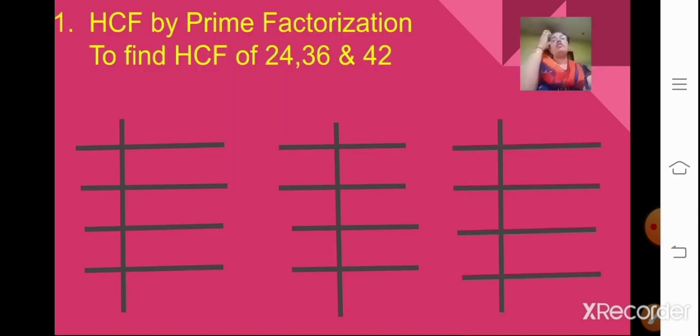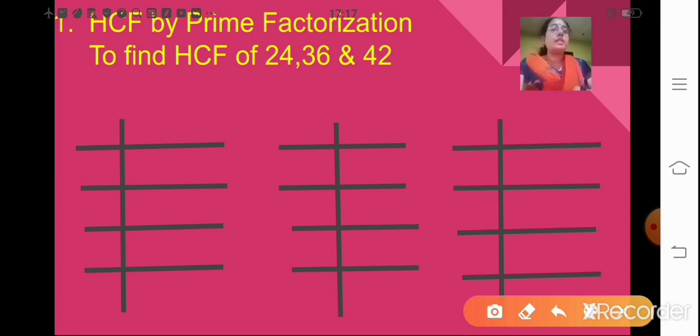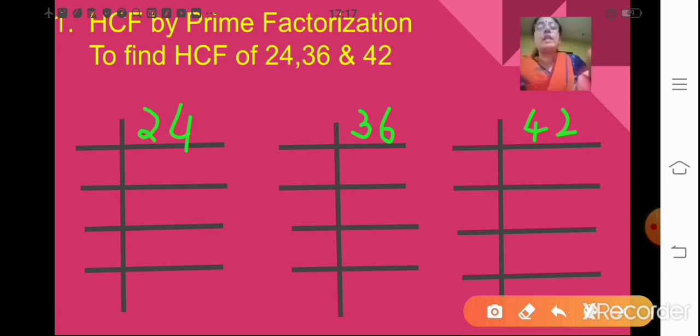Now here you have to find the highest common factor using the prime factorization method of the numbers 24, 36 and 42. To find the prime factors, we have already learned how, correct? Now the same way, I'll write the number here 24, here 36 and here 42. So one by one, let us find the prime factors of 24 first. Let us start with the first prime number, that is 2. The number 24 is divisible by 2.